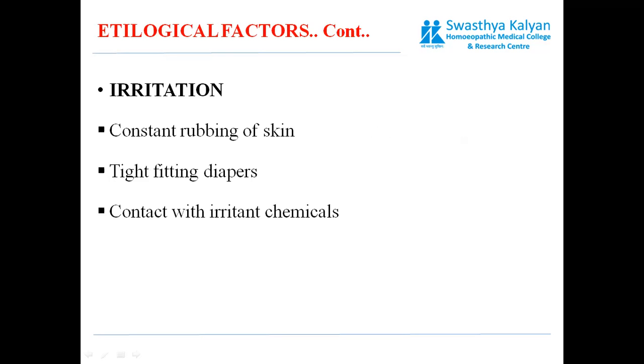Next is irritation. Constant rubbing of the skin, then tight fitting diapers or any tight fitting clothing, then contact with any irritant chemicals. Now, contact with irritant chemicals includes any kind of harsh detergents or harsh soaps. So, irritation is caused by constant rubbing of the skin or the diapers when they are very tight fitted, or tight clothing, or harsh detergents or soaps.